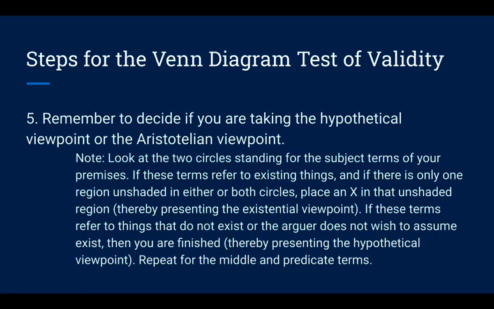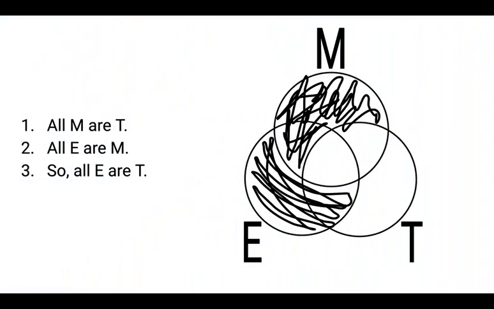Step 5. Remember to decide if you are taking the hypothetical viewpoint or the Aristotelian viewpoint. Now, in that note there, you can read, there are some guidelines for how to do this, but I want to summarize this in the following way. Basically, you want to go to each of the categories, M, E, and T, and decide if you are assuming these things exist. As it turns out, monotremes and all the other things we're talking about actually do exist. So we do have to diagram X's for these categories. So what we're going to do is we're going to go in order: subjects, predicates, until we're done.